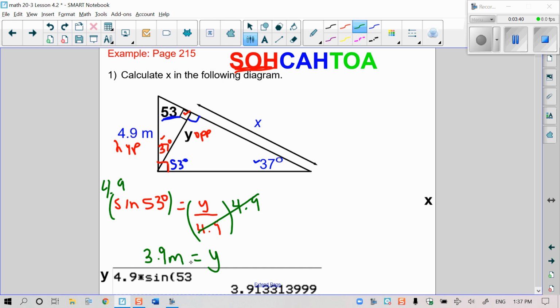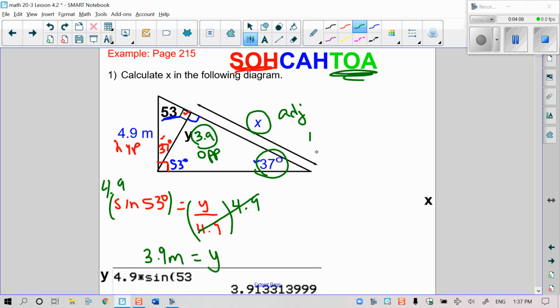So now that I know y is 3.9 meters, I can use that to find out what x is. Back in my triangle over here, we'll label y as 3.9. I have 3.9 for y and an angle, and I want to find this side length. Well, this angle has an opposite side of 3.9, and the adjacent side is x. Opposite and adjacent, we're dealing with tangent.